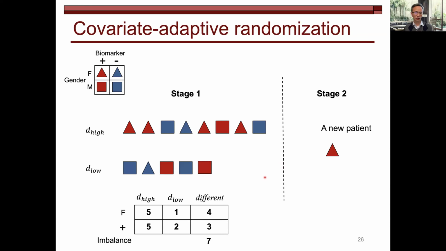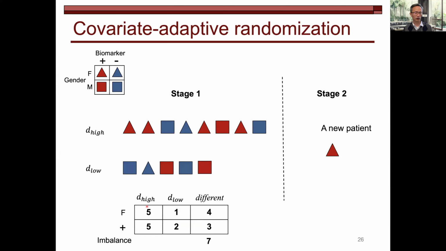So the strategy is we're going to randomize this patient such that we minimize imbalance between those 2 doses in terms of covariates. And so right now we have high dose, low dose. And here are 2 prognostic factors, female, male, and marker positive and negative. And this table shows the number of patients that fall in these different categories.